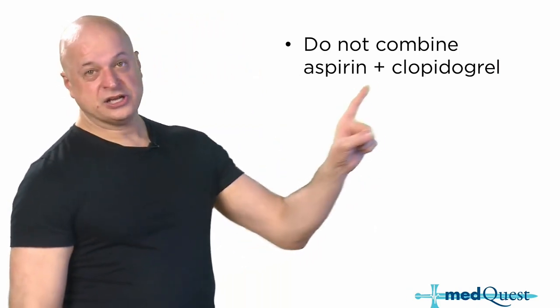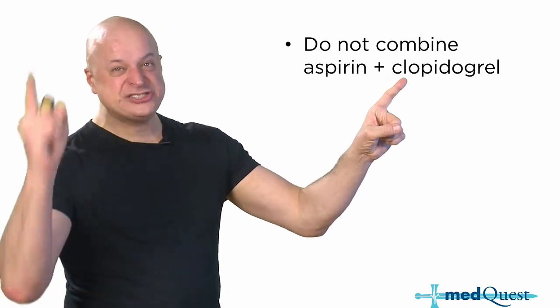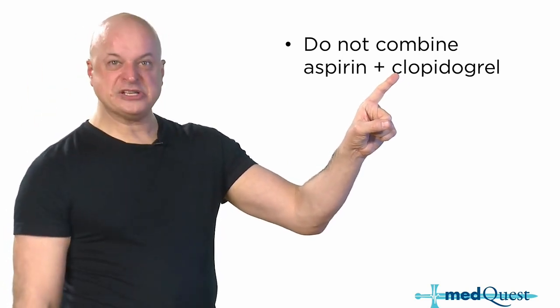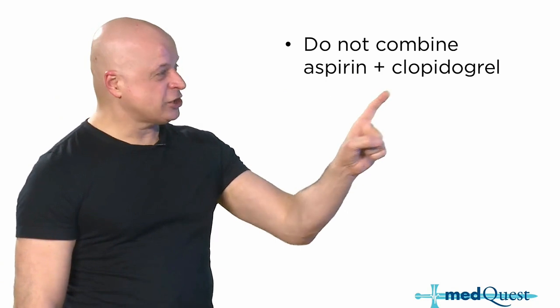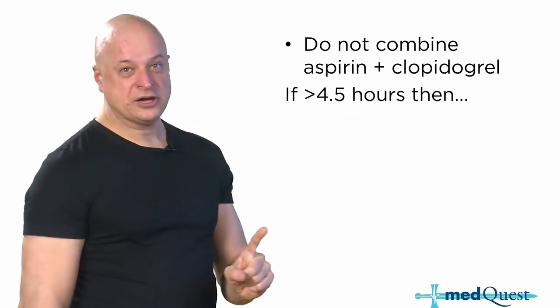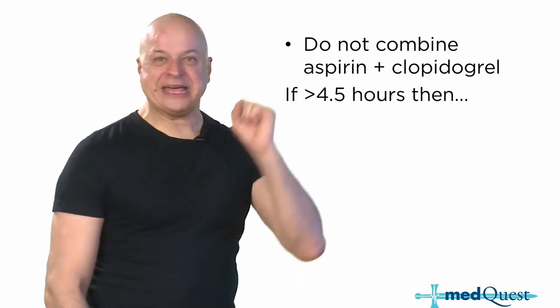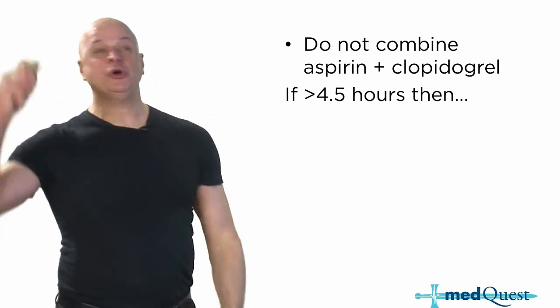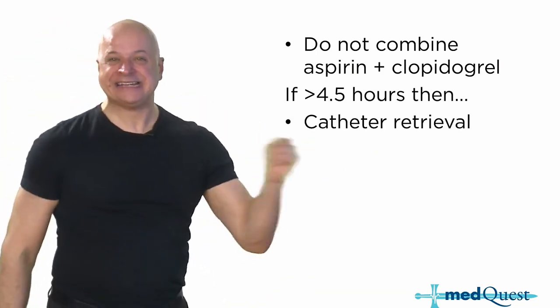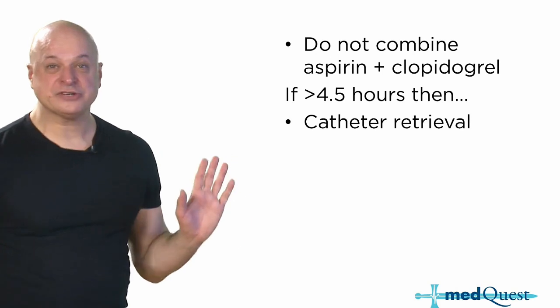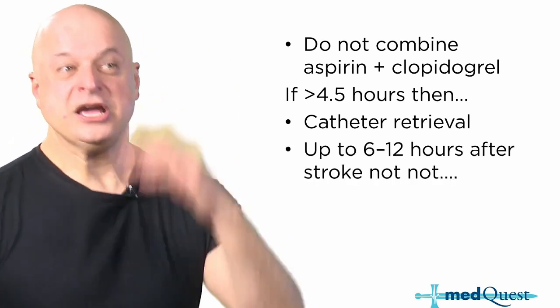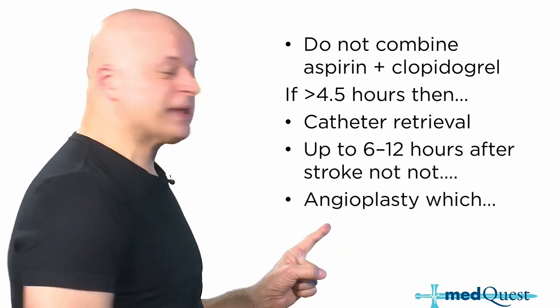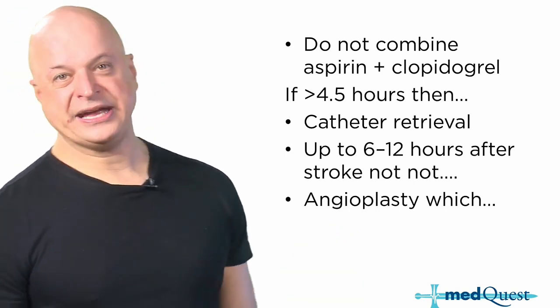So in the heart, adding clopidogrel adds efficacy, particularly if you've been stented. In the brain, adding clopidogrel adds death, because it makes you bleed. If you're too late for thrombolytics, it's time to, and I love it, get in there and snatch that thing out with a catheter. Now, catheter retrieval is not angioplasty, because angioplasty is good in the heart, but in the brain it would rupture it.